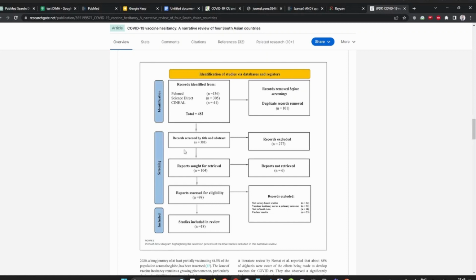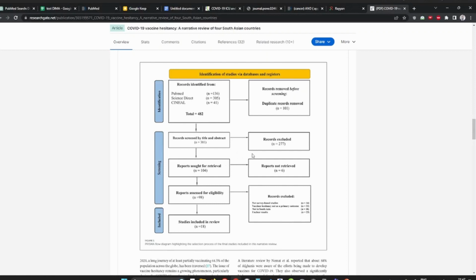For the title and abstract screening, I transferred all the papers into Rayyan. We did the title and abstract screening. We just read the title and the abstract, and we judged on the basis of our inclusion and exclusion criteria whether we have to include the paper or not. We excluded 277 papers in the first part of screening, the title and abstract screening. Then we moved into the full text screening.